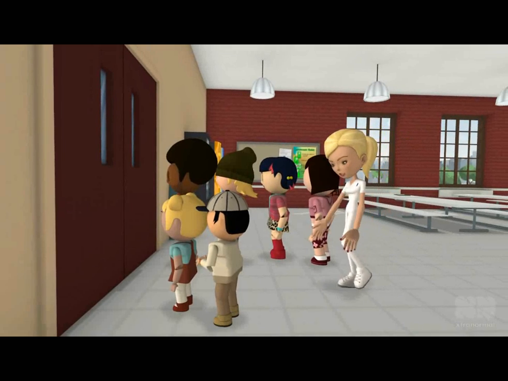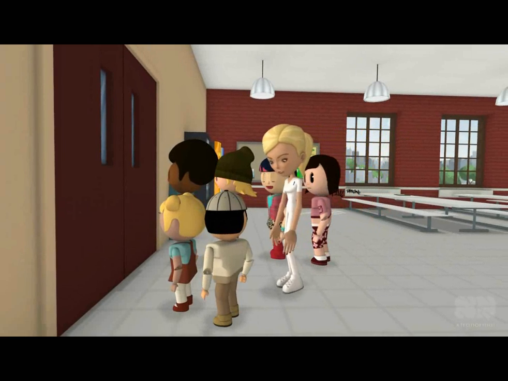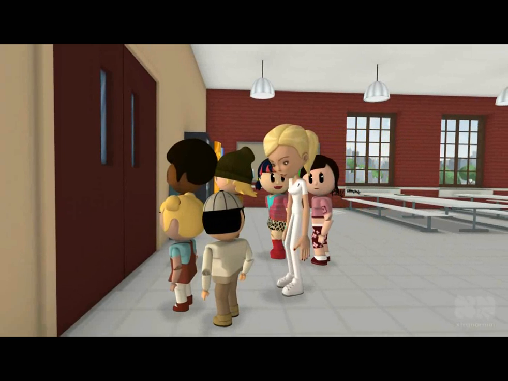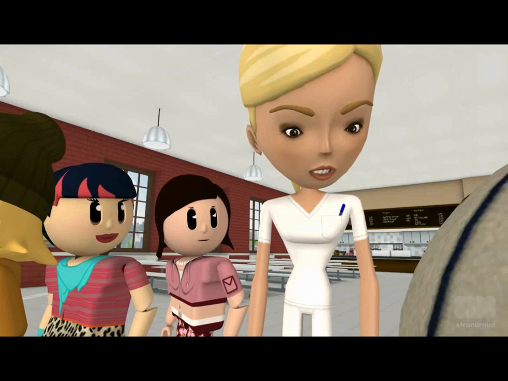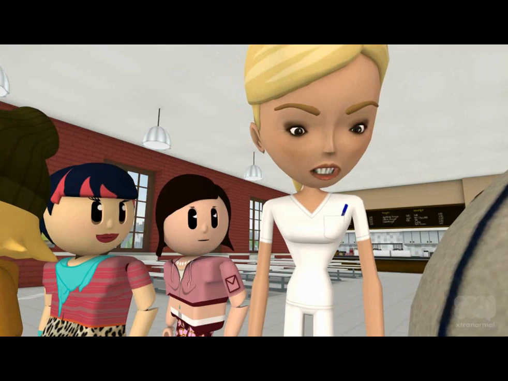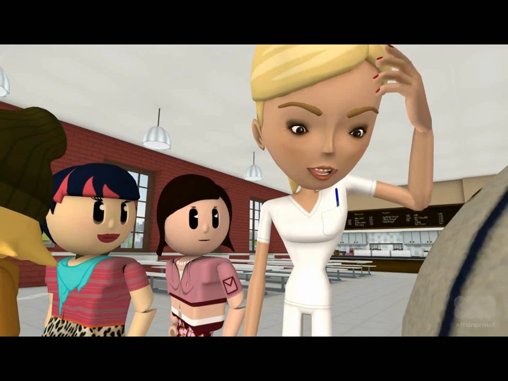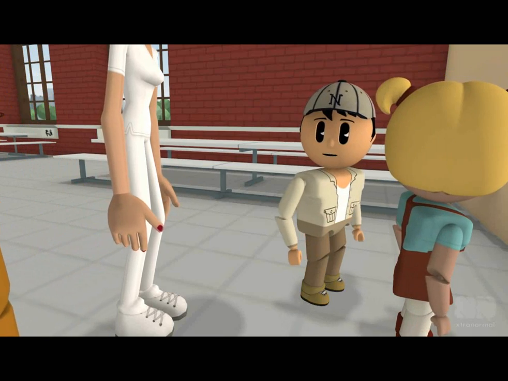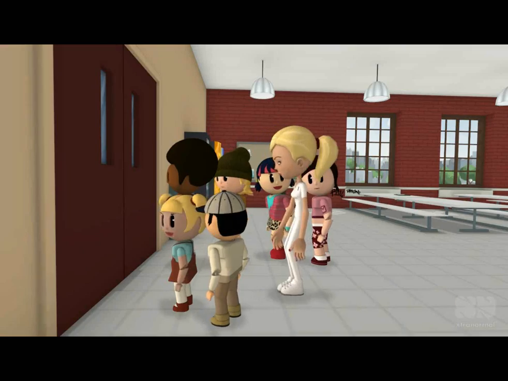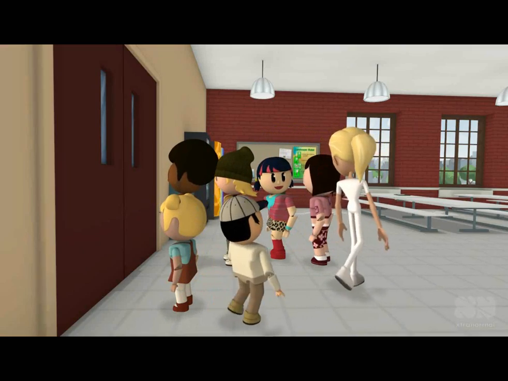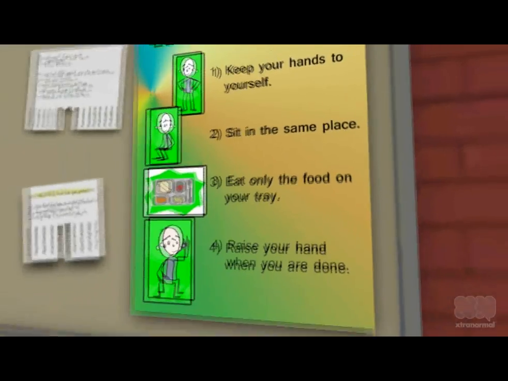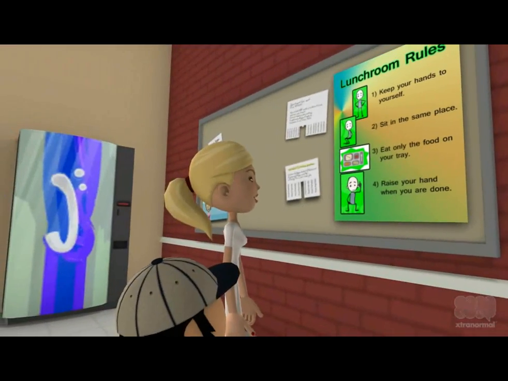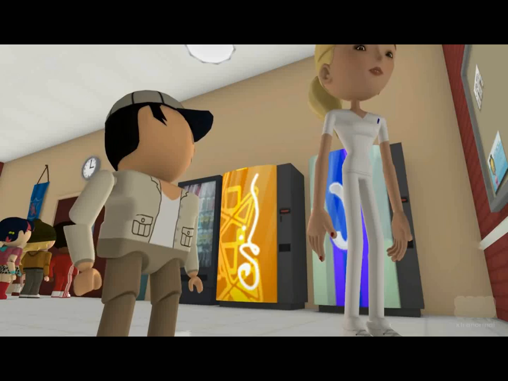Mario, I see that you are in line, but you are poking Mary in the back. Do you remember the rules? I guess I forgot. The first rule is to keep your hands to yourself. Do you think you can follow that rule? Will you give me another chance? Okay, let's review the other 3 rules. Sit in the same place. Eat only the food on your tray. Raise your hand when you're done.